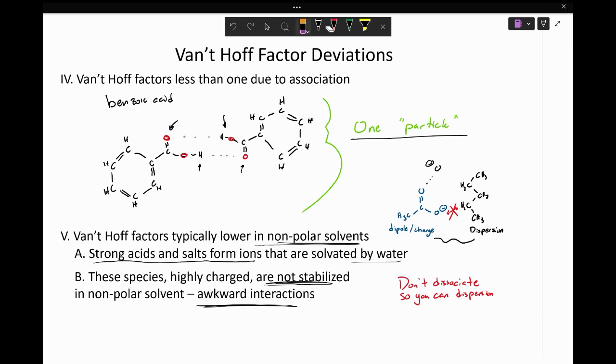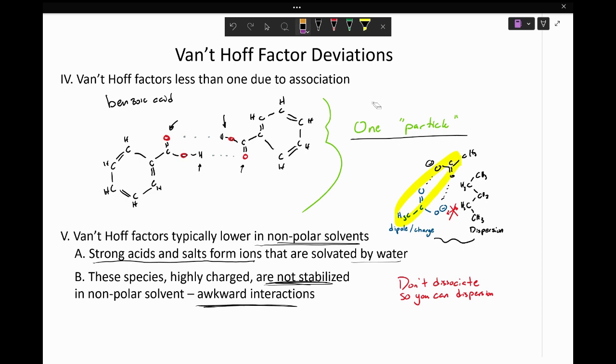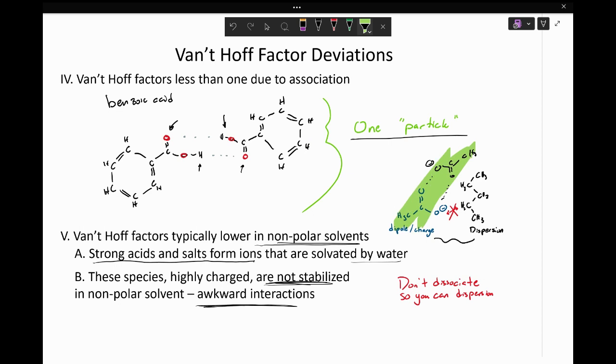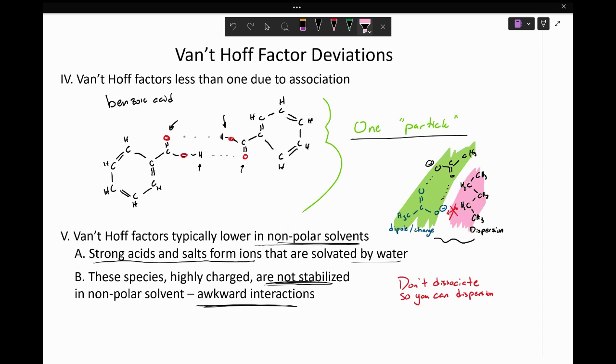And I'll actually orient this downwards. Carbon, CH3. And so it would prefer to interact with itself here. And so I'll kind of highlight that not in yellow, but in green. So this is our preferred interaction right here. And this is our, I'm going to grab pink, this is our unpreferred interaction right here. And so it'll maximize these types of interactions. And because of that, it'll look like fewer than one particle.